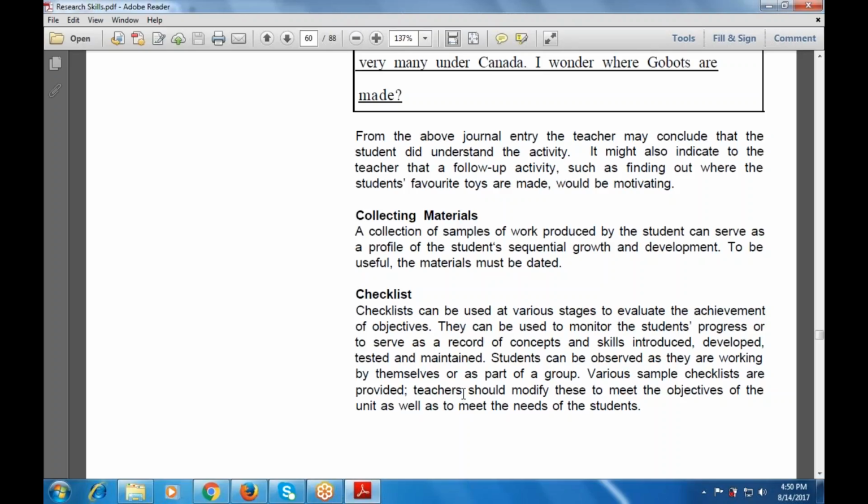And students can be observed as they work by themselves or as part of a group. And various simple activities or checklists are provided. Teachers should modify these to meet the objectives of the unit as well as to meet the needs of the student. Whatever needs we carried out, those needs will be gathered, and those needs will be satisfied with the checklist.